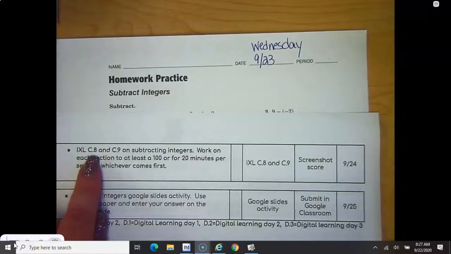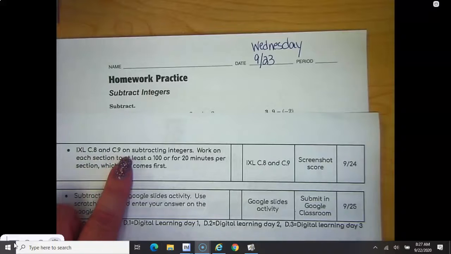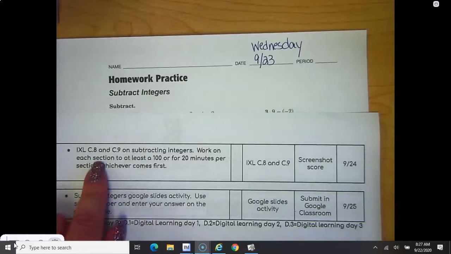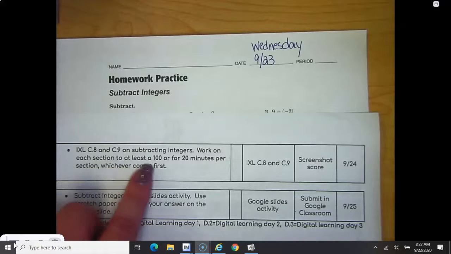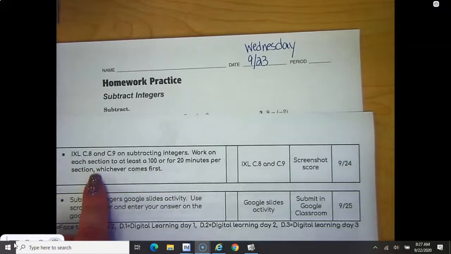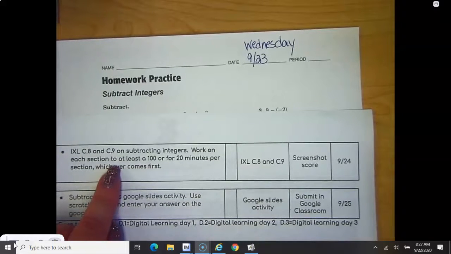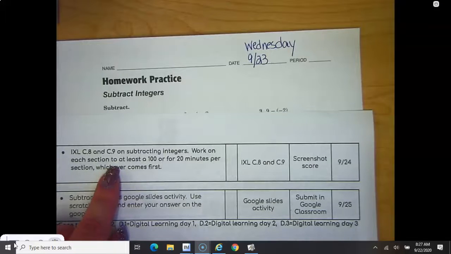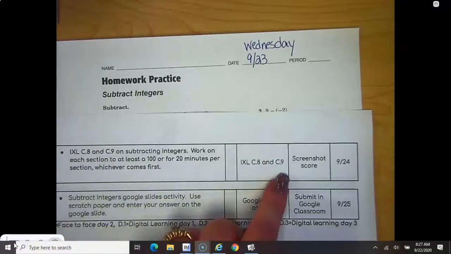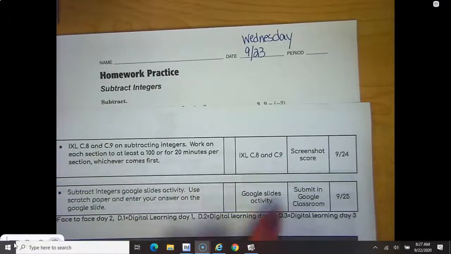Thursday, you're going to have IXL C8 and C9 to do on subtracting integers. Work on each section to a 100 or for 20 minutes per section. That's 40 minutes. Math class, if you were in school, lasts 70 minutes. So a 40-minute assignment is okay. You can do it. I have confidence in you. So C8 and C9, screenshot it and turn it in on Thursday.